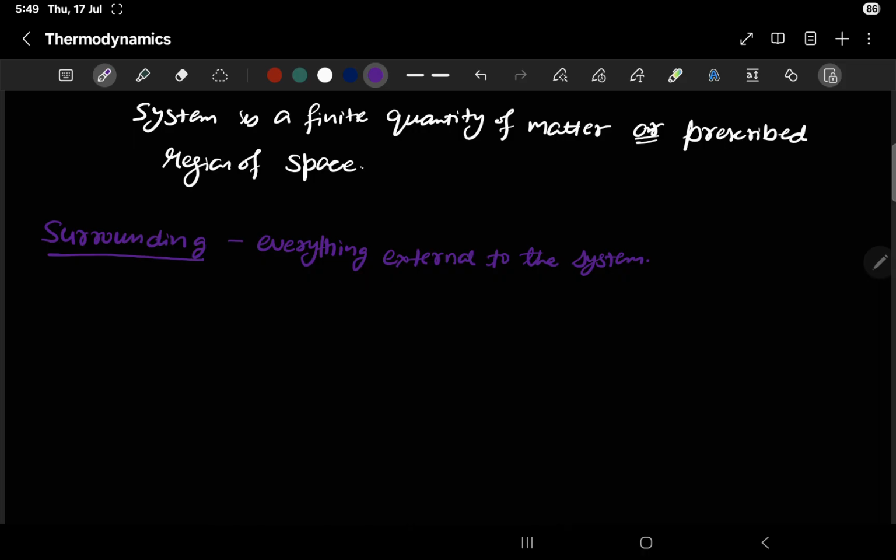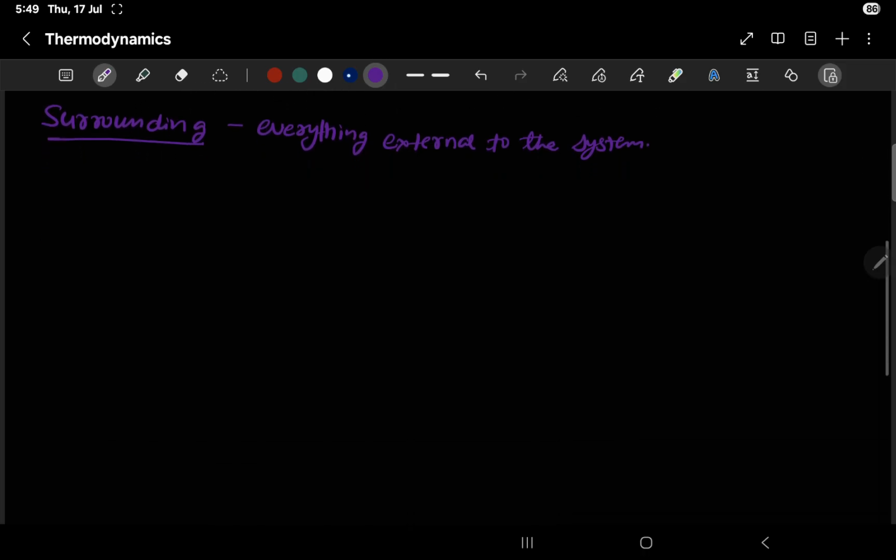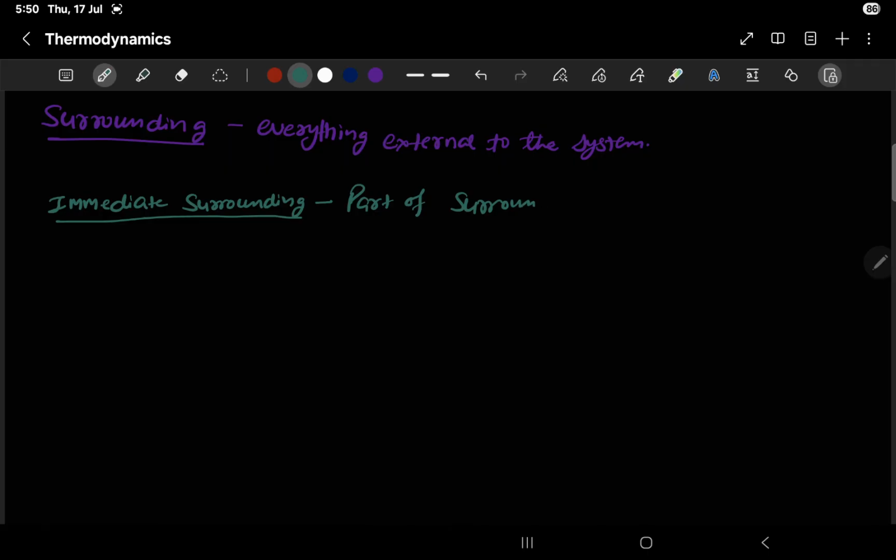Now there is another term which is called immediate surrounding. So what is immediate surrounding? We can describe it as the part of the surrounding which is directly affected by a system.